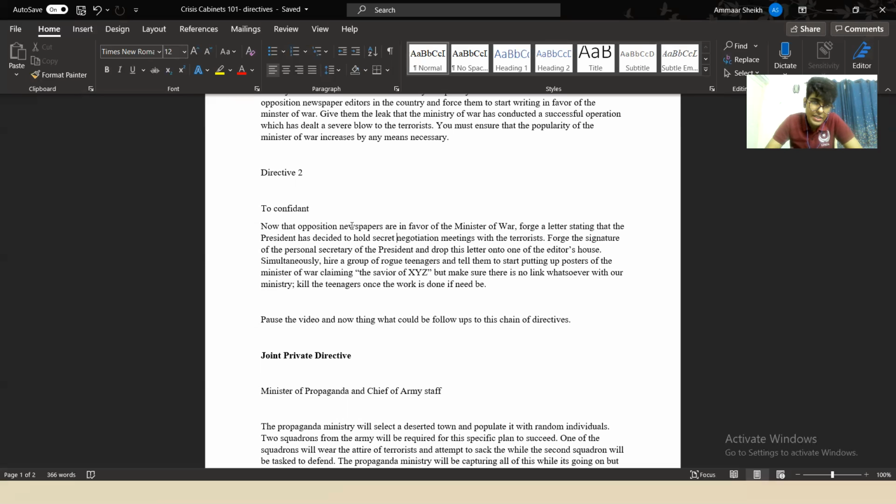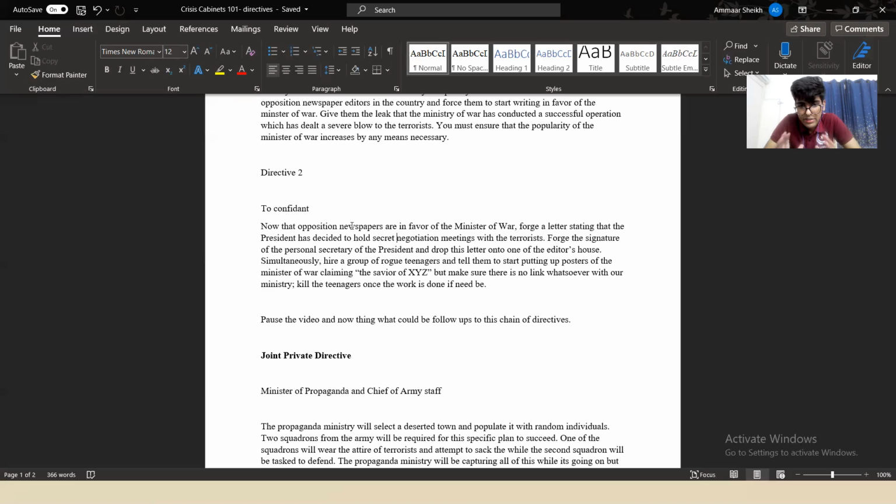Number two, the reason I've hired a group of rogue teenagers is because there is ideally no contact between teenagers and the propaganda ministry. I'm assuming I'm the minister of propaganda, and the most important part is covering your steps, right? A lot of crisis delegates make a big mistake of not covering their steps, and that bites you back, either in the form of crisis staff, because you're giving them an opening to further pressurize you, or it's just a weakness in your directive, right?